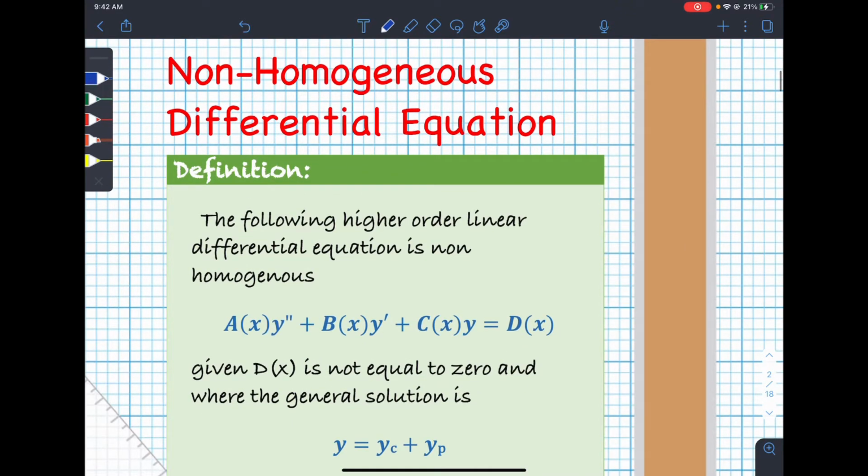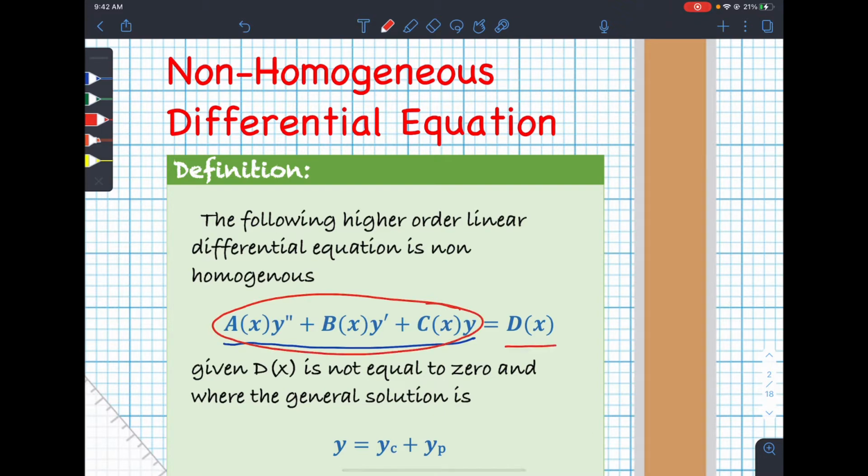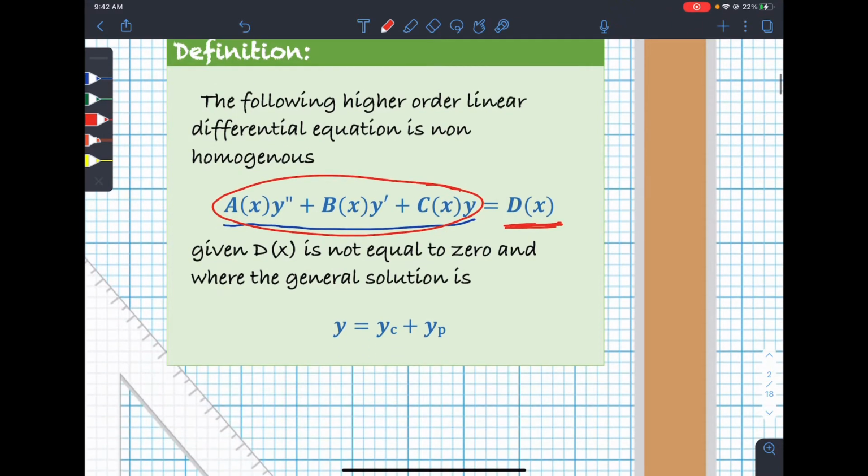So what is a non-homogeneous differential equation? This is the standard form of a non-homogeneous differential equation. It actually contains a homogeneous part, which is this one. What makes it non-homogeneous is the presence of another function, a function of x, or the function of the independent variable. In finding the solution of a non-homogeneous differential equation, this would be the general solution.